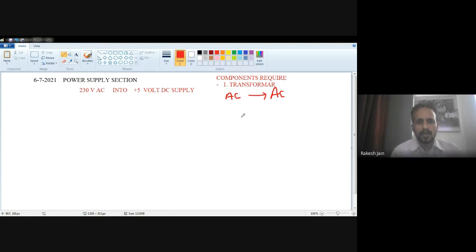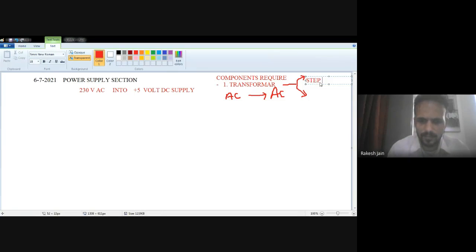But the output AC may be decreased compared with the input AC, or the output AC may be more than the input AC. That depends on which kind of transformer you use. So basically there are two kinds of transformer: one is step up and the second one is step down.